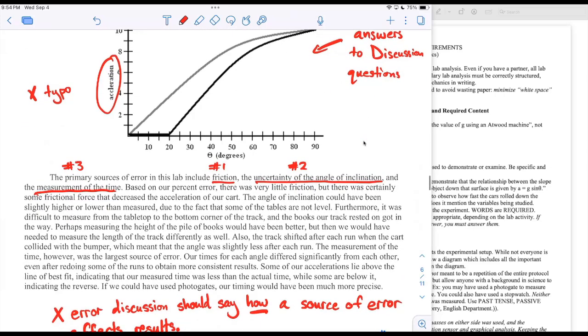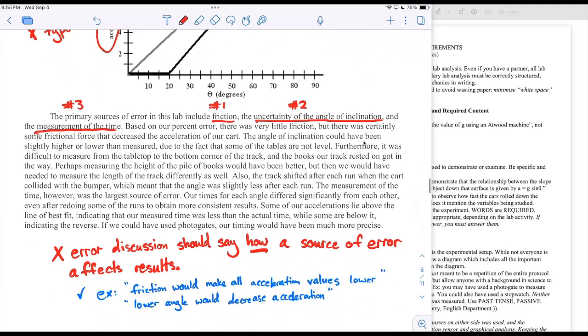Okay, when you are writing your sources of error section, it's sort of an unwritten rule that I'm going to just spell it out for you right now. I want at least 3 sources of error, 3 significant sources of error.